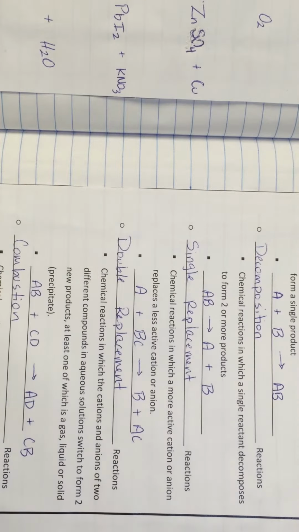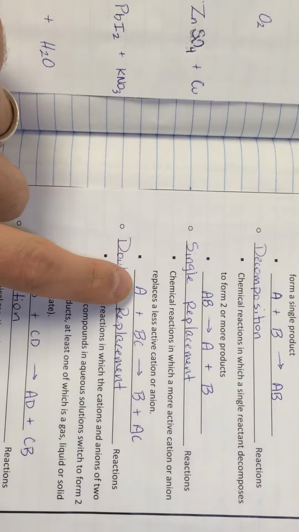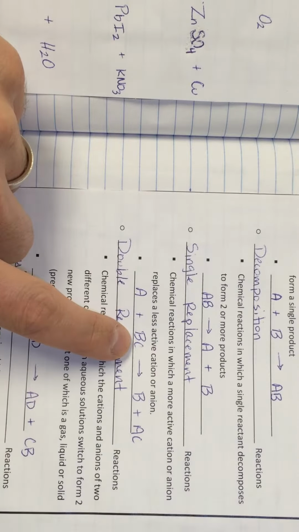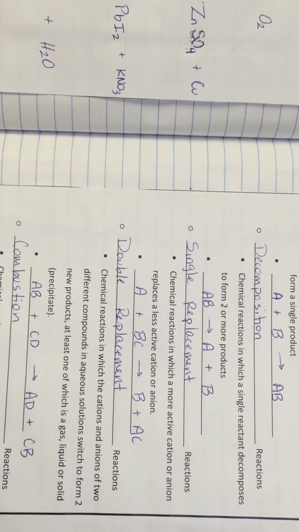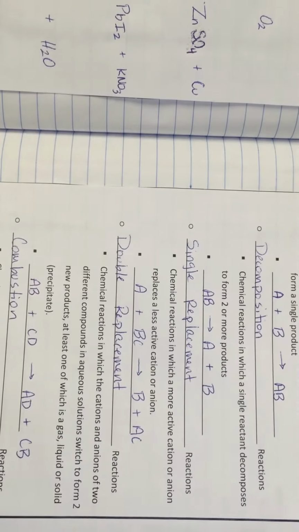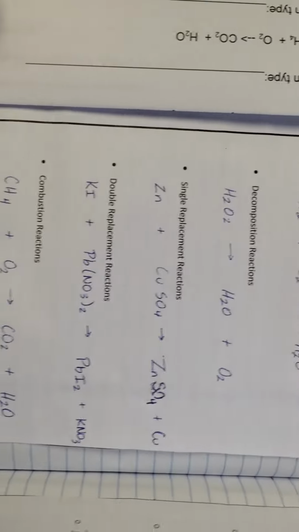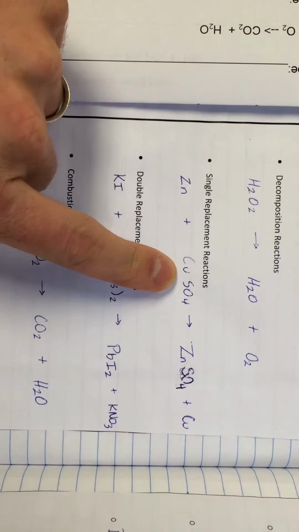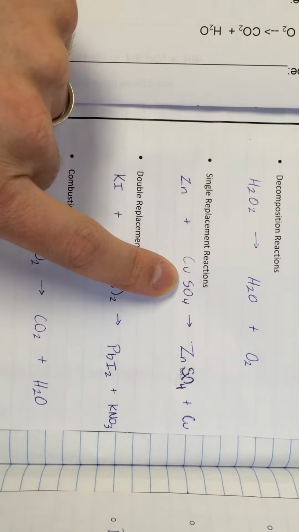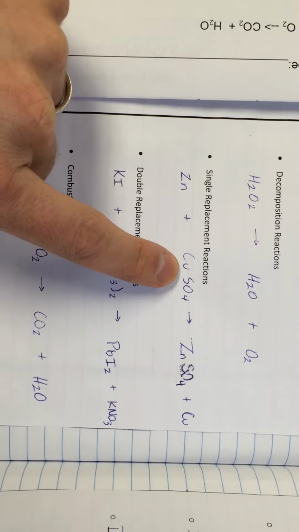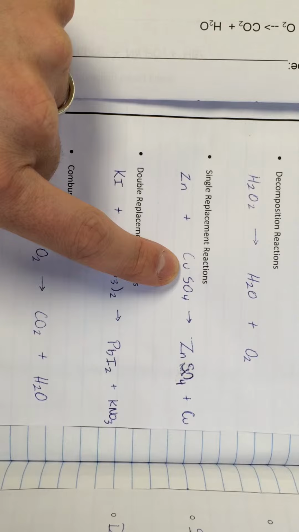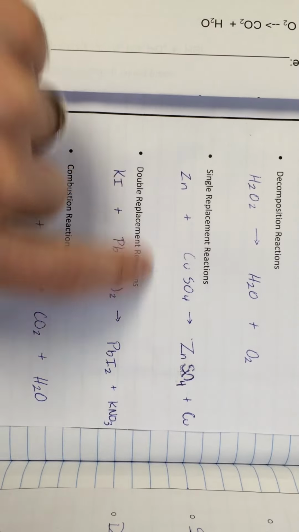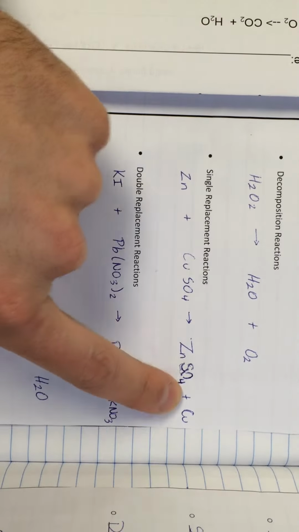Now this would be the general form if we had a cation being replaced. But really, A could be a nonmetal replacing an anion, C. But we're not going to worry about that. We'll see some examples of that. So on the left, we're going to have a metal, zinc, combined with a compound, copper 2 sulfate. And because zinc is more active than copper, it's going to replace copper to form zinc sulfate and copper.